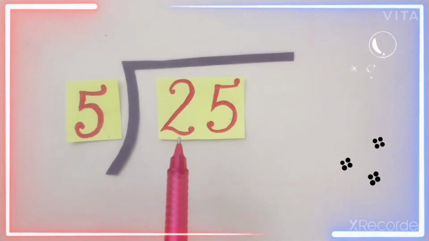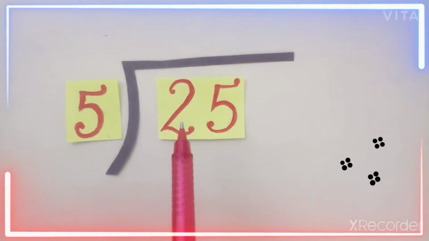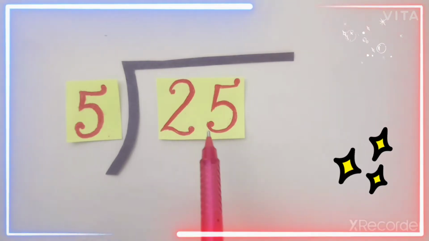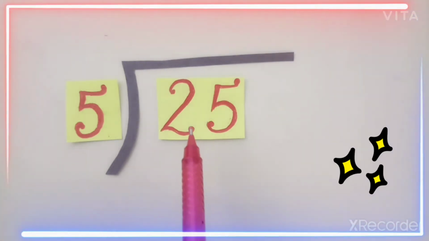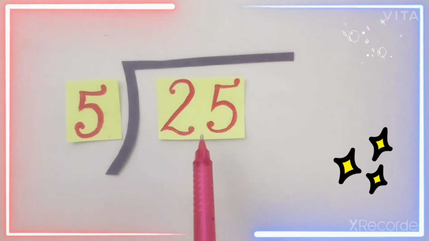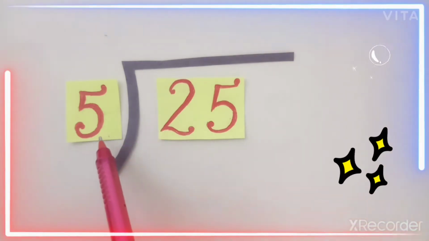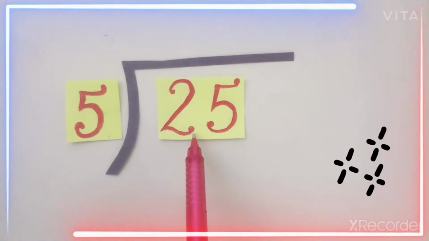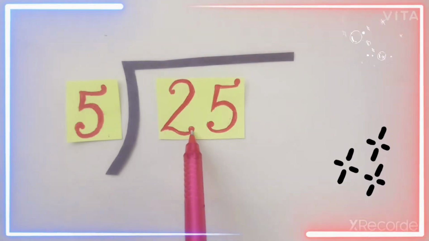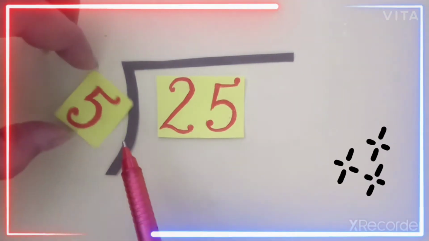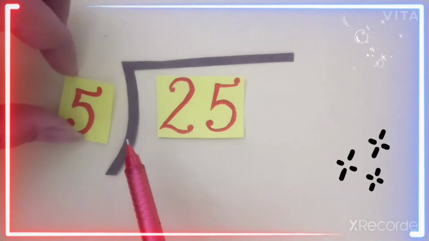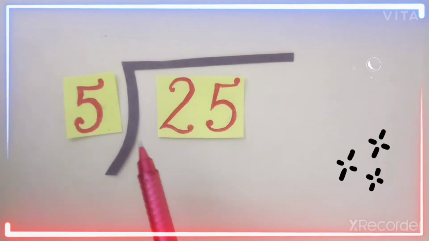Let's start. 5 into 1, 5. 5 into 2, 10. 5 into 3, 15. 5 into 4, 20. 5 into 5, 25. But you will say that first we have to take the first digit. But you can see here 5 is greater than 2. So we will take how many digits? 2 digits.